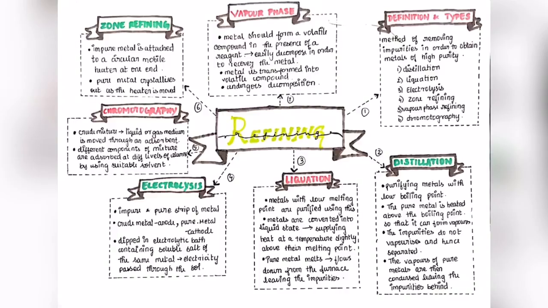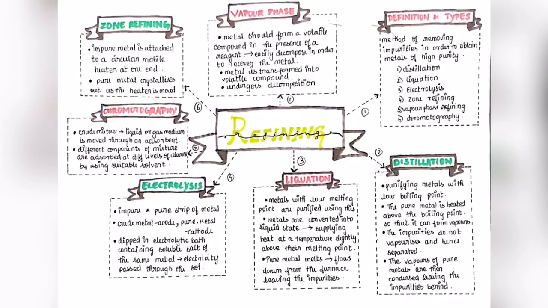Next is chromatography method. In this method, the crude mixture is put into liquid or gaseous medium. And then this medium is moved through an adsorbent. Different components of the mixtures are adsorbed at different levels of the column. These components of the mixtures are removed by using suitable solvents. And thus the metals are purified.